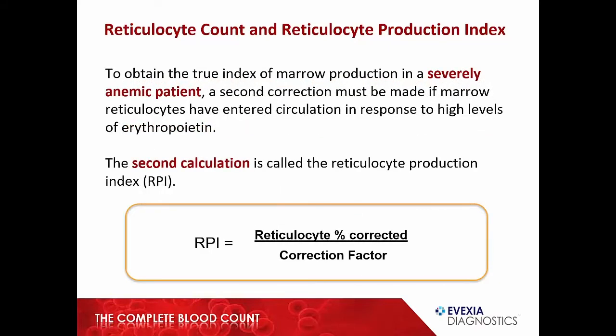Now, there's another calculation you need to be aware of, and this is in individuals that have significant or severe anemia. It's the second calculation that needs to be made if the marrow reticulocytes have entered circulation in response to high levels of erythropoietin. Now, the second calculation is on the slide. So you take the corrected reticulocyte percentage, put that over a correction factor, which I'll show you on the next slide, and then you get what's known as the reticulocyte production index, or the RPI.